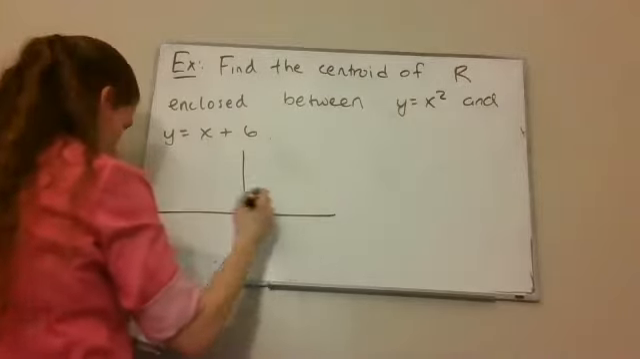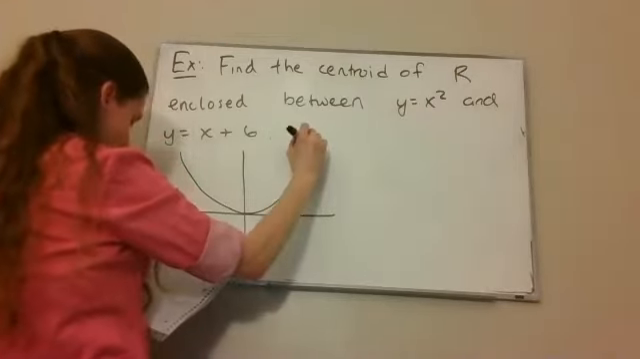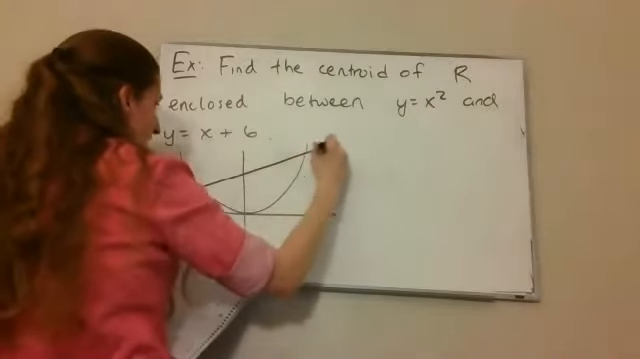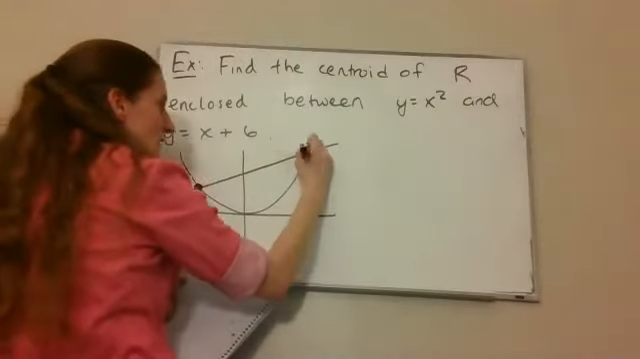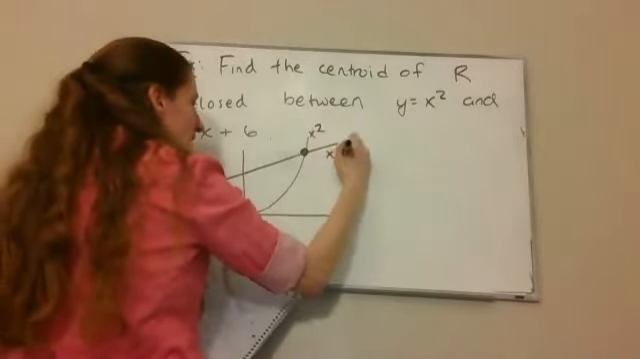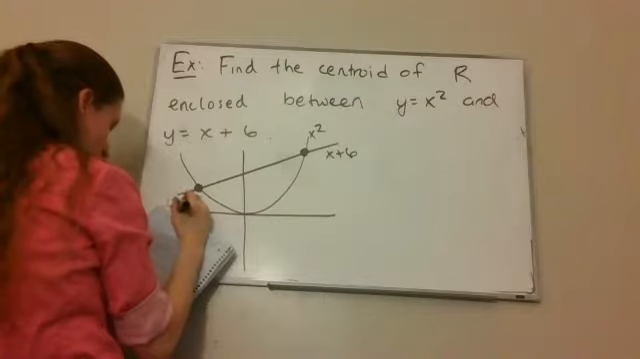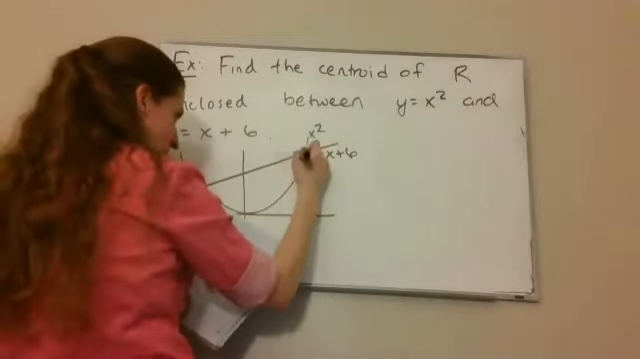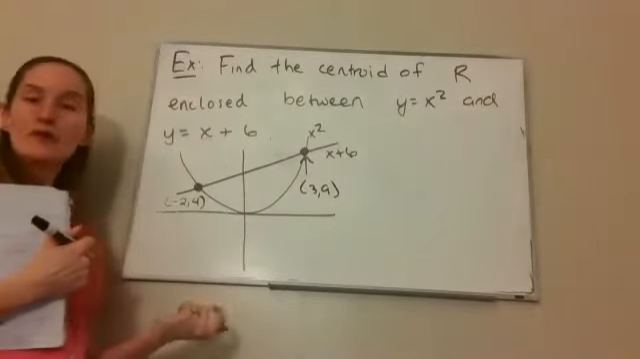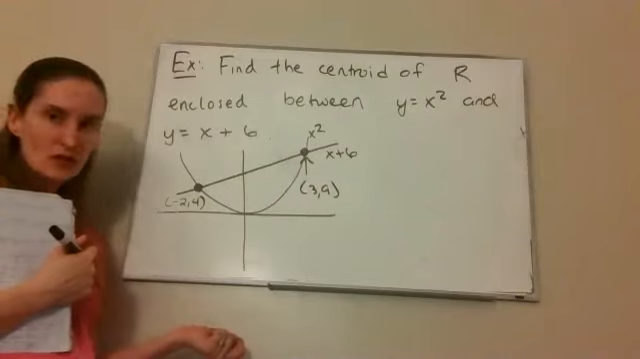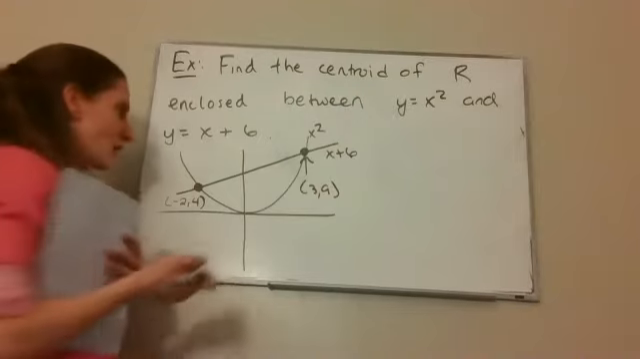So let me draw a quick sketch of what this looks like. There's my x squared. We'll say that's x plus 6. And these two points where they intersect are (-2, 4) and this point here is (3, 9). Now, you could have found those points yourself by setting the two equations equal to each other to see where they intersect. We've done that in plenty of other videos. I'm trying to save us that time.